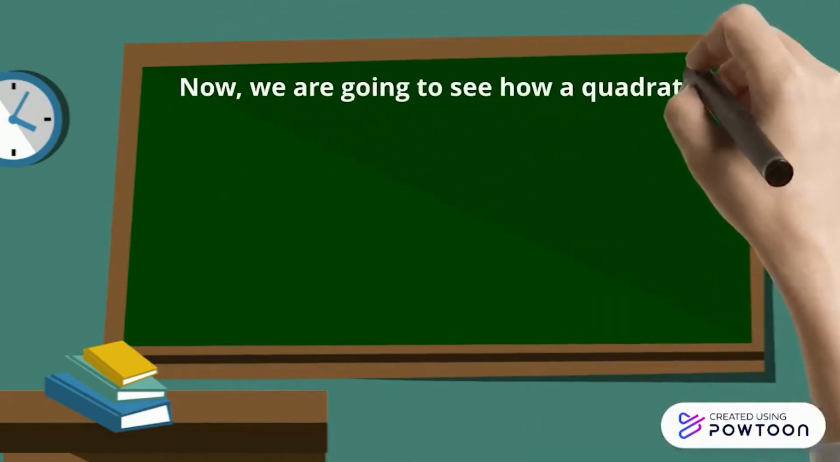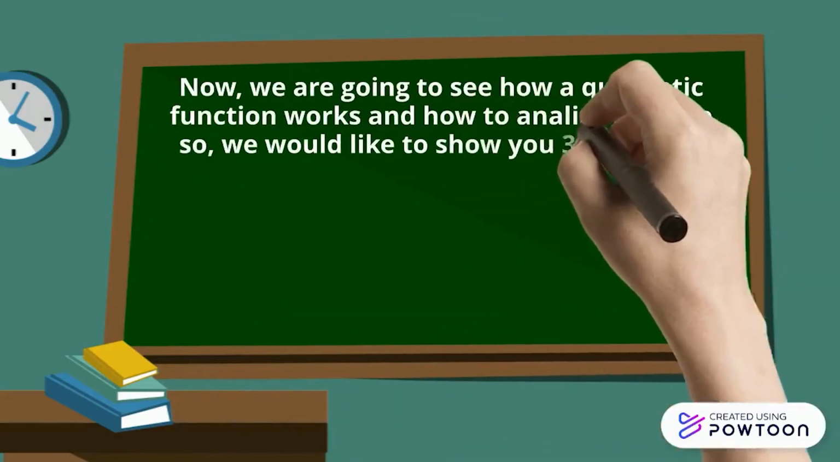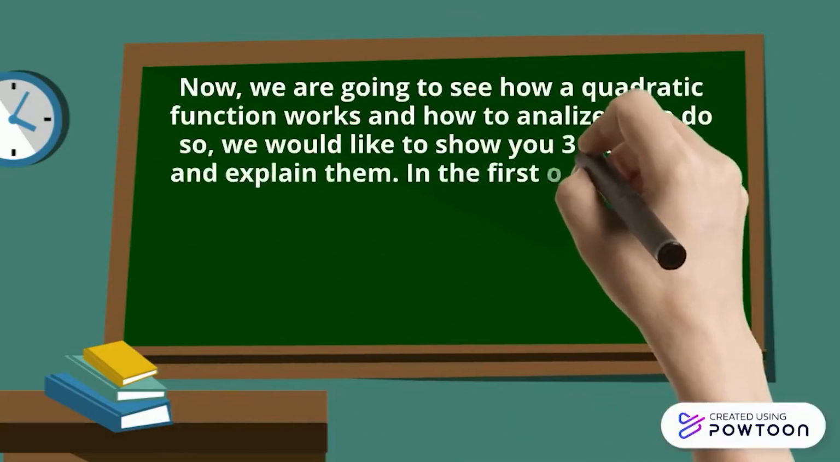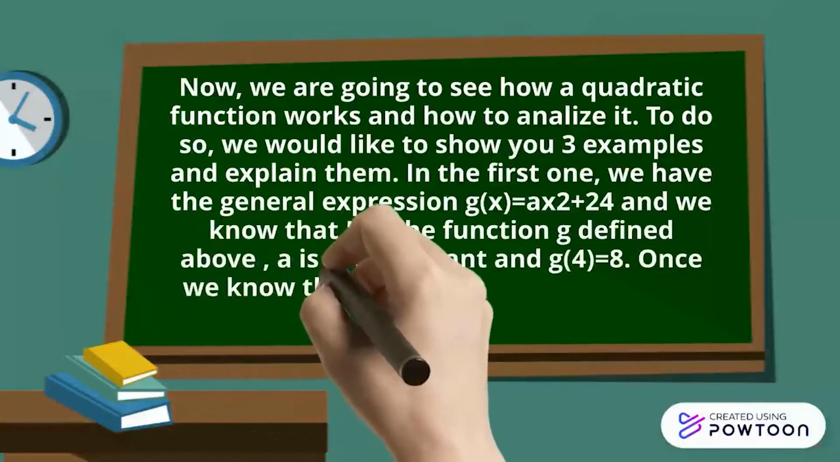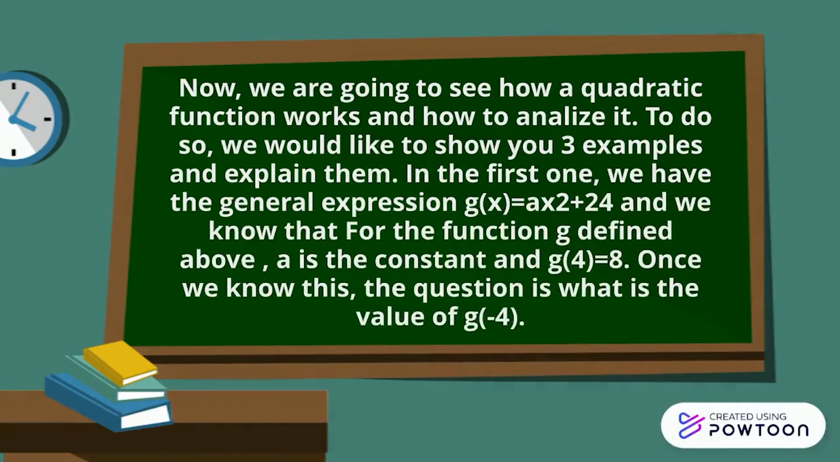Now we are going to see how a quadratic function works and how to analyze it. To do so, we would like to show you three examples and explain them. In the first one, we have the general expression g of x is equal to ax squared plus 24, and we know that for the function g defined above, a is a constant and g of 4 is equal to 8. Once we know this, the question is, what is the value of g of negative 4?